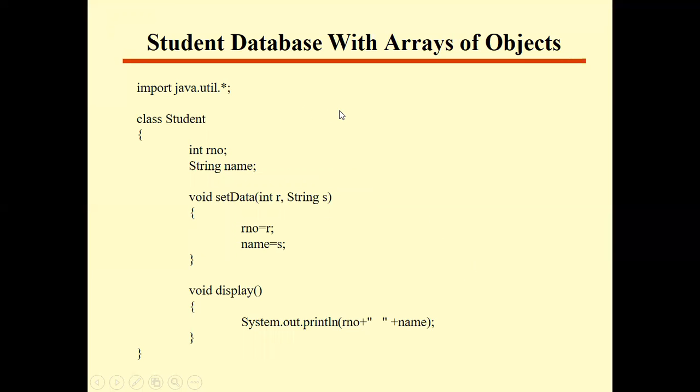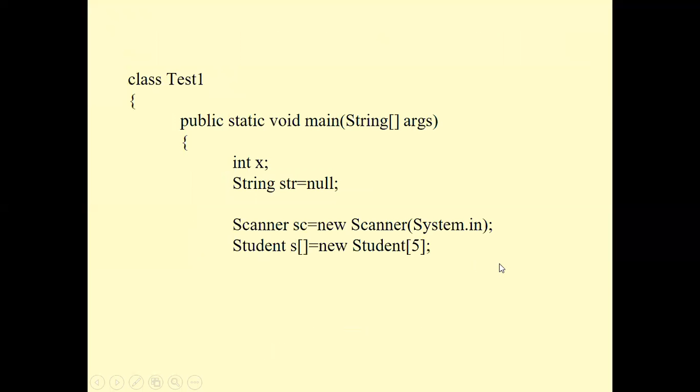Now we are going to see the student database with arrays of objects. The same Student class is defined with data members, register number and name, and with two methods, setData and display. SetData is used to initialize the data members, register number and name. Display method is used to print the values of the register number and name. This is the name of the main class, that is Test1. Inside this class, the main method is defined.